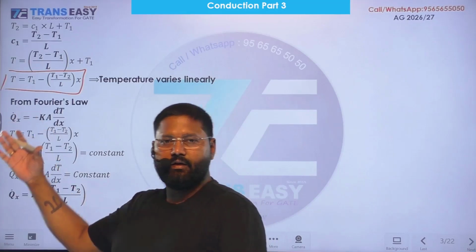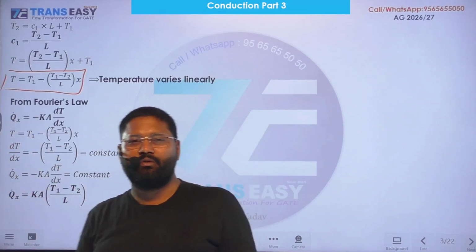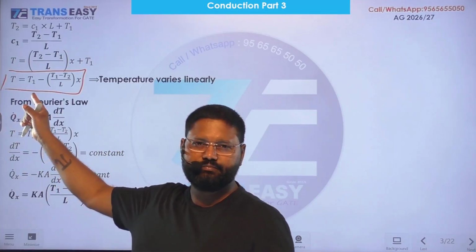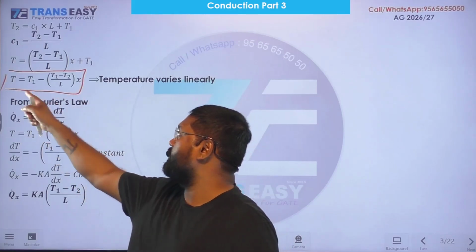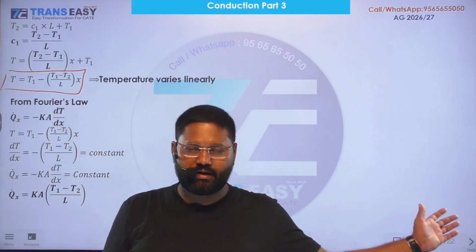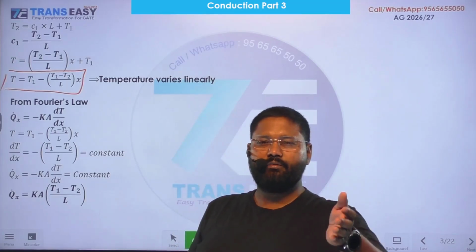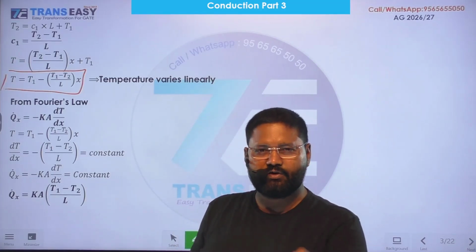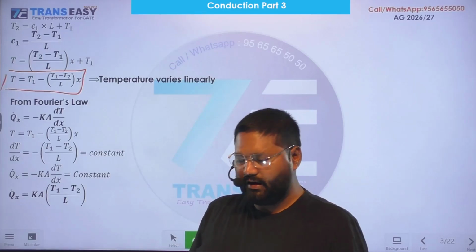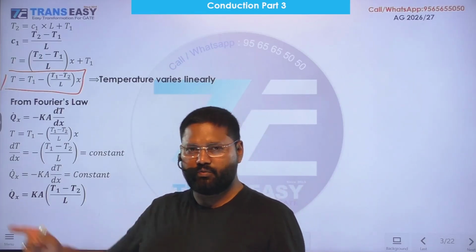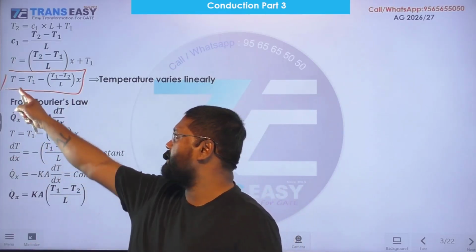You can check. Put the value of x is equal to 0, you will get the value of temperature T1. X is equal to 0, temperature is T1. You can see on the left face of the plane wall, at x is equal to 0, temperature is T1. At x is equal to L, temperature is T2. Put the value of x is equal to L, you will get T is equal to T2.